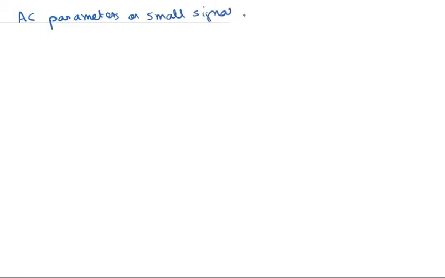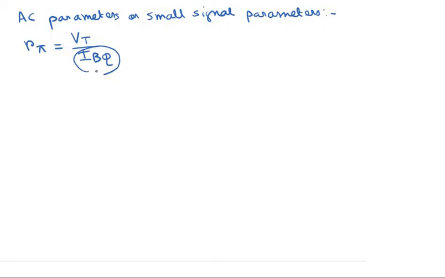Small signal parameters. One of the small signal parameters which we have seen is R pi, which is basically given by the thermal voltage Vt divided by the base current Ib. We should write Ibq here, because this is the DC component of the base current. So R pi is the thermal voltage Vt divided by Ibq.